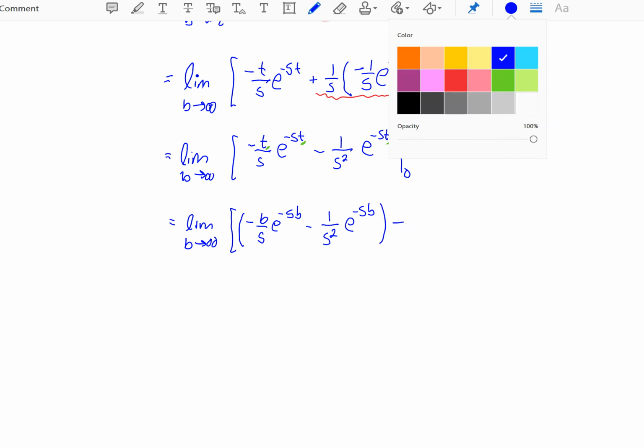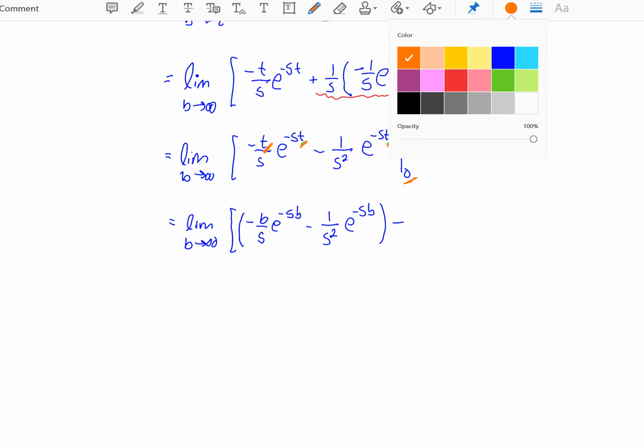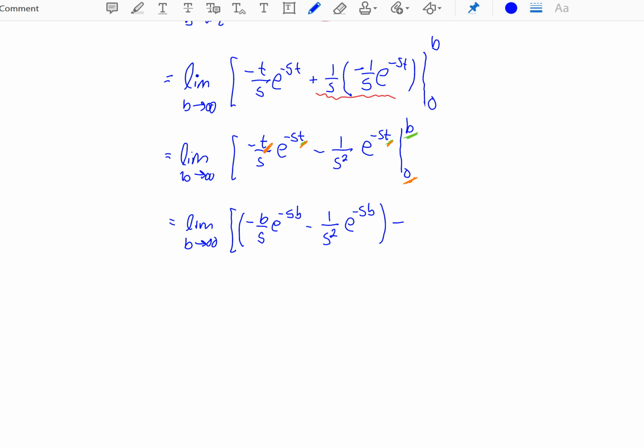Minus, now we'll evaluate our antiderivative at 0, so plug in 0 for t to get negative 0 over s e to the 0 minus 1 over s squared e to the 0.